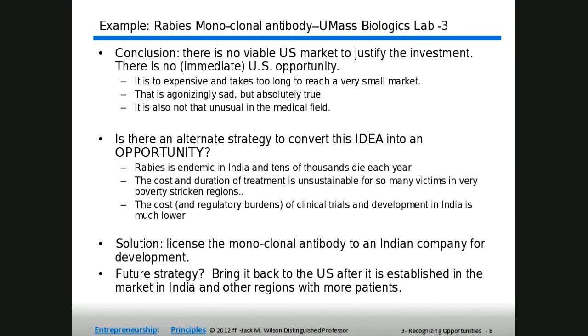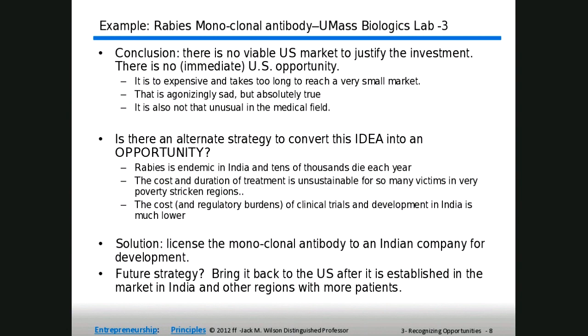Yeah, financially you have to, okay? You have no choice. A conclusion, which I just brought up on the slide, which was well introduced by Dustin's comment. He'd run from this opportunity. There is no viable U.S. market to justify the investment. There is no immediate U.S. opportunity. It is too expensive, takes too long to reach a small market. It's agonizingly sad, absolutely true, and unfortunately not at all unusual in the medical field.